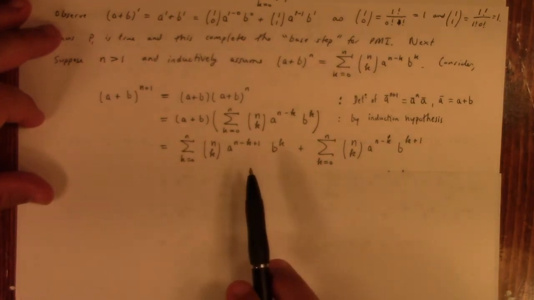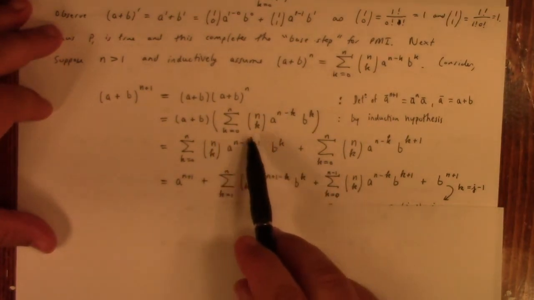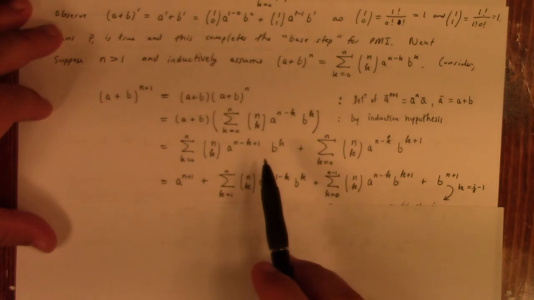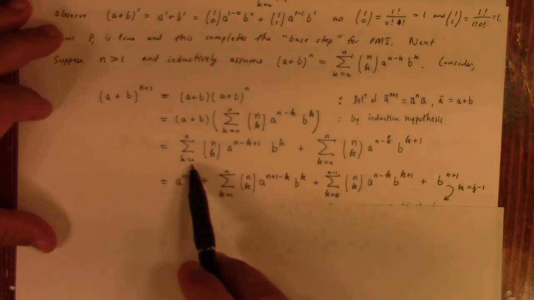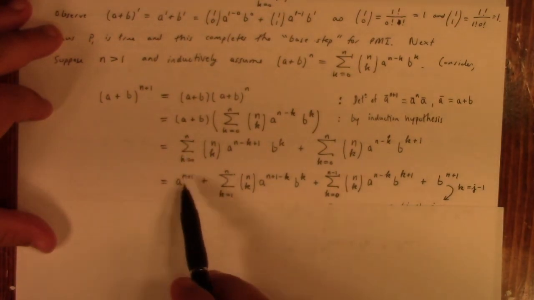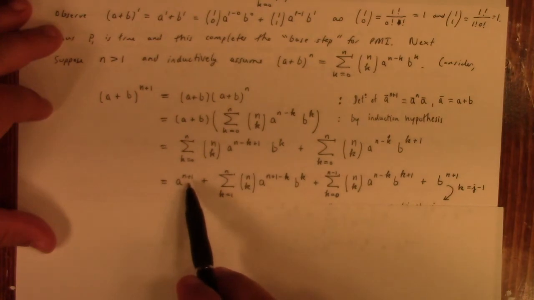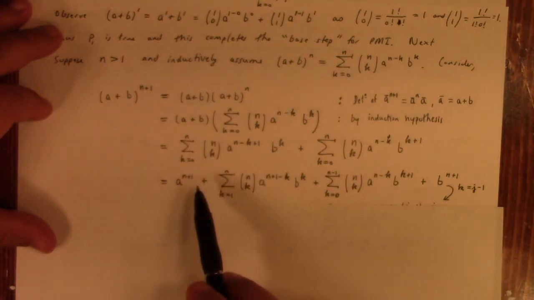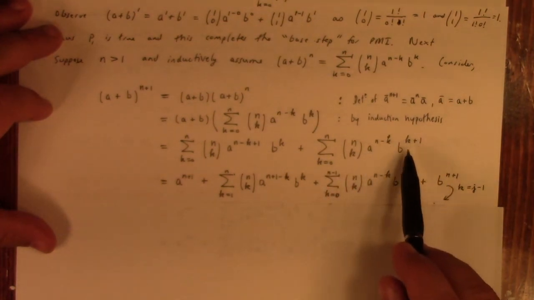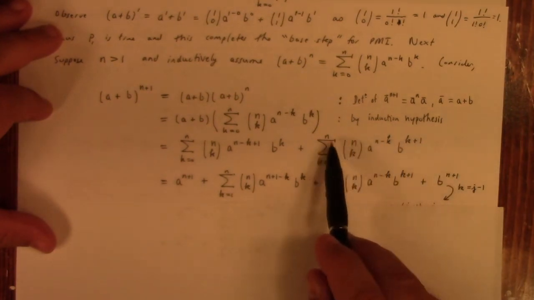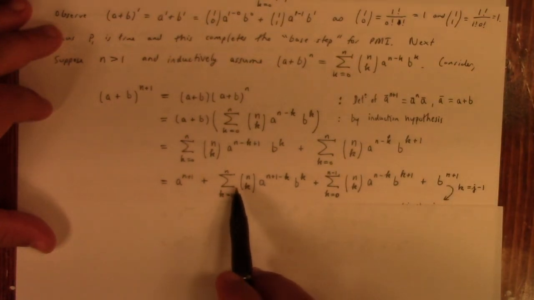So, great, now what? Next, I peel off the n plus 1th term, the k equals 0 term in this sum. So notice that the k equals 0 to n, this is k equals 1 to n. So k equal to 0 gives me a to the n plus 1. See, a to the n minus 0 plus 1 is a to the n plus 1. B to the 0 is 1. So that's that. Then from this guy, at the top, when we get to n, we get a to the n minus n, which is 0, and b to the n plus 1. So the last term in this sum is exactly b to the n plus 1. And then I have what's left over, right?